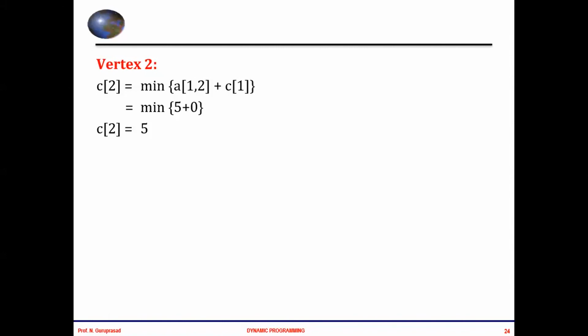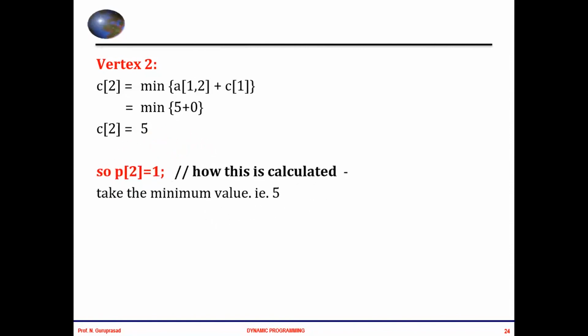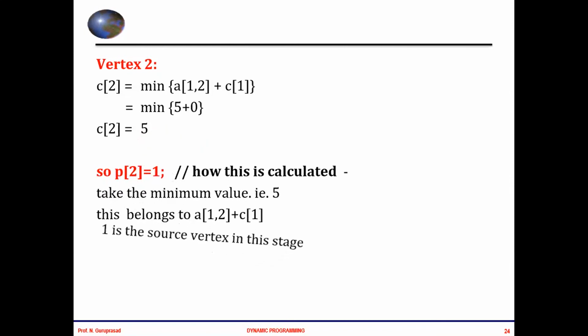So can you tell me what is P of 2? So your P of 2 will be the same thing. Minimum value is 5. Of course, you don't need to write this explanation that I am telling you. If you just write vertex 2, those 3 lines, and directly write P of 2 equal to 1, that is more than sufficient.